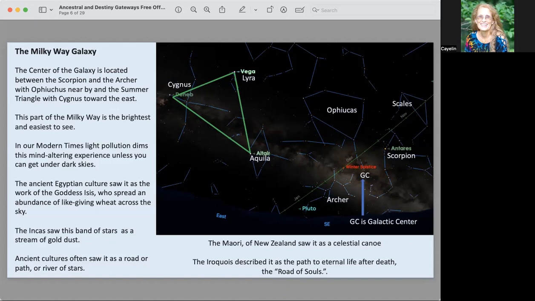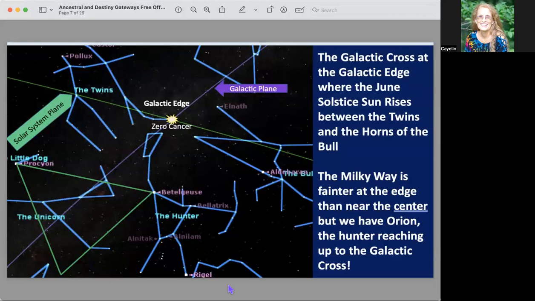So, pretty cool. We just wanted to bring in a few of the different cultural ways of seeing this band, and why it's so important, and that the fact that these stellar triangles are on this band is pretty important. So this is the Milky Way. It doesn't show up as strongly at the galactic edge.